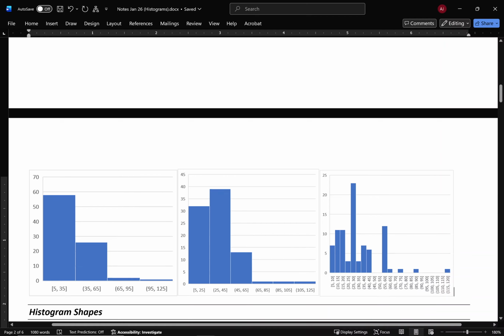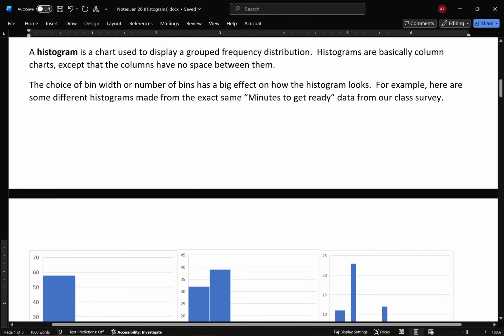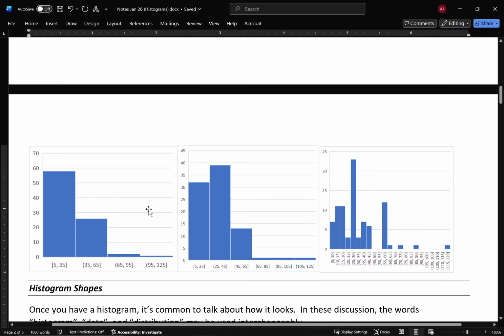So here is the minutes to get ready data from our class survey, and I've done it with 3 different bin widths. So in the first one here, you can see the bin width 5 to 35, that's a bin width of 30. So I'm using half-hour intervals. And I think this summarizes the data pretty well. You can see that the vast majority of people, this looks like about 2/3 of the people, are between 5 and 35 minutes to get ready. And then there's another about 1/3 of the people who take 35 to 65. And then there's just a few people that take a little bit longer than that. So that's a pretty good summary of the data.